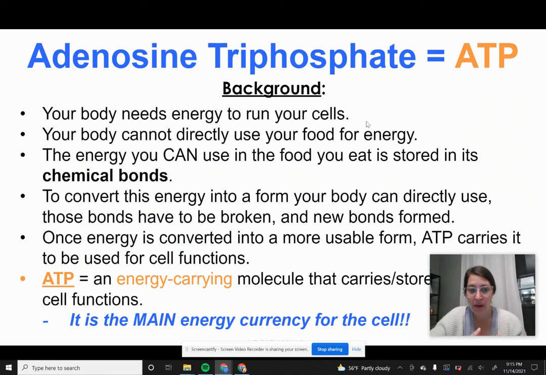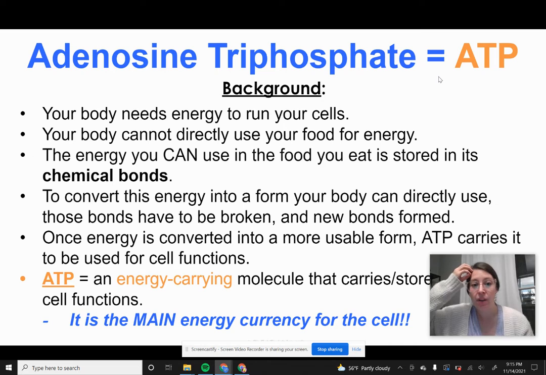So as a little bit of background, your body needs energy in order to run your cells, and your body doesn't directly use your food for this energy. It needs the macromolecules that are in your food, but really what it needs is to break all the bonds in those macromolecules. So we talked about in the last concept, when you are forming bonds and breaking bonds, you're dealing with energy being absorbed or released. When you break chemical bonds, you have to absorb energy. And when you form chemical bonds, you release energy.